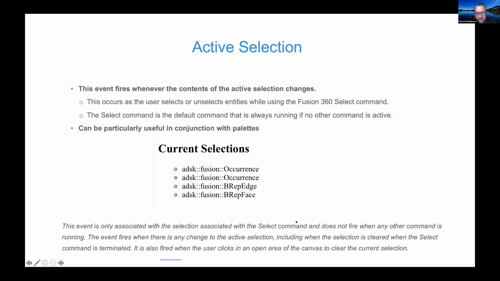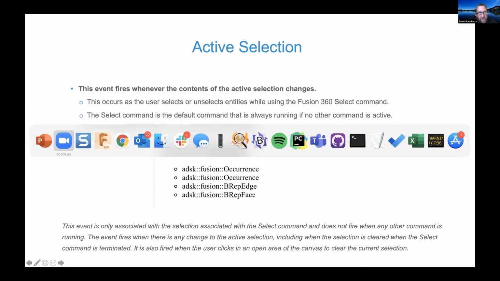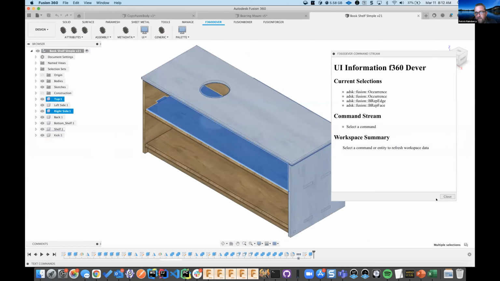So if anybody out there has been building integrations into Fusion and has tried to use palettes to build an HTML interface for your command or integration, now, even while your palette's up, you could be reacting to various changes of selection in the UI. I just had that up as an example.